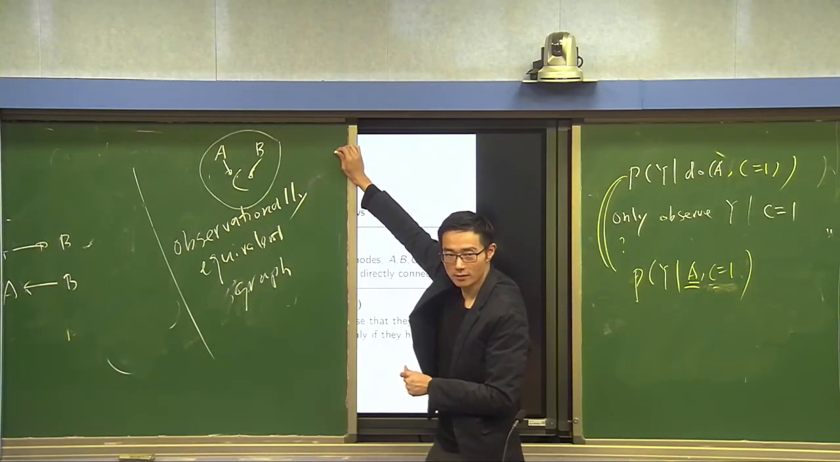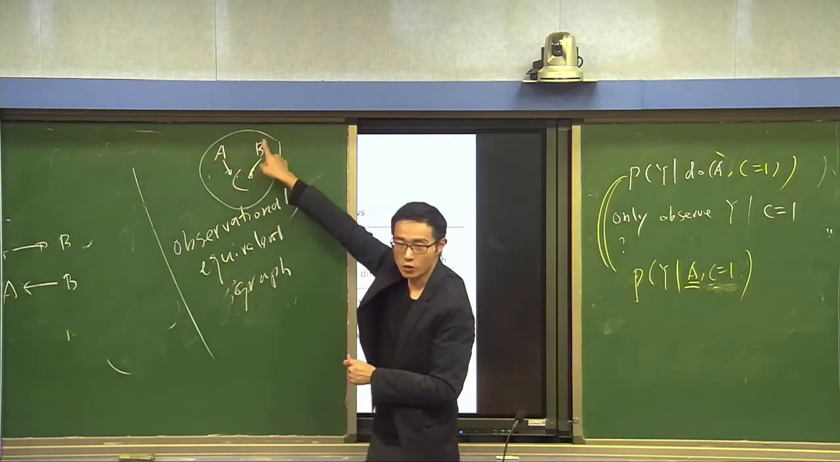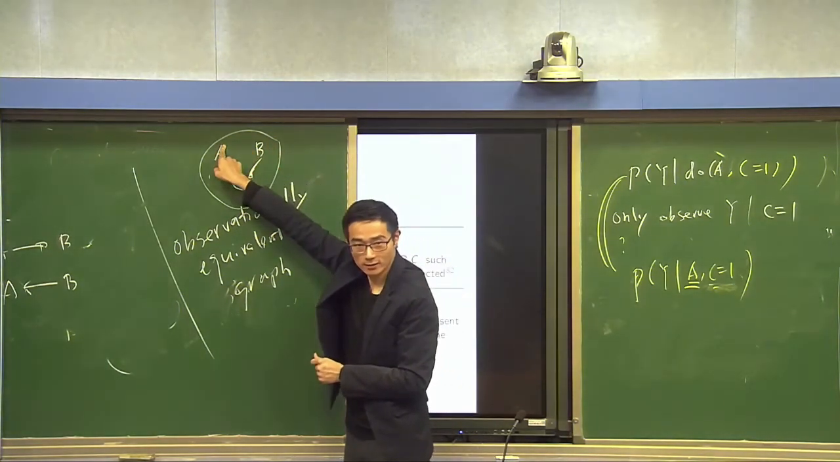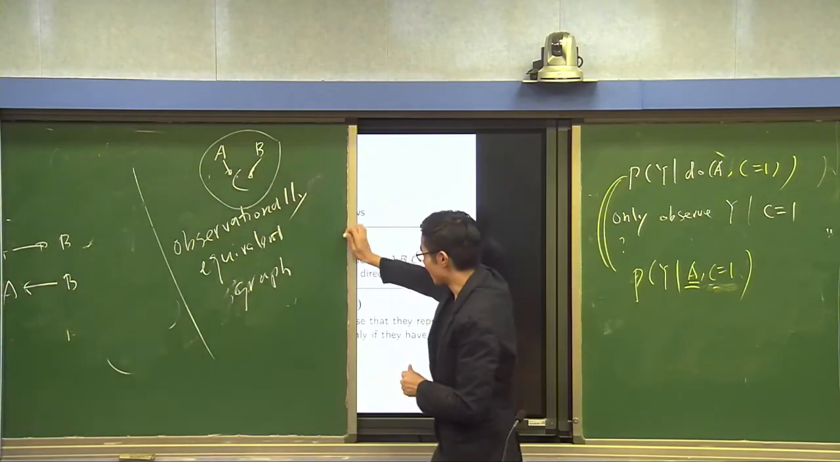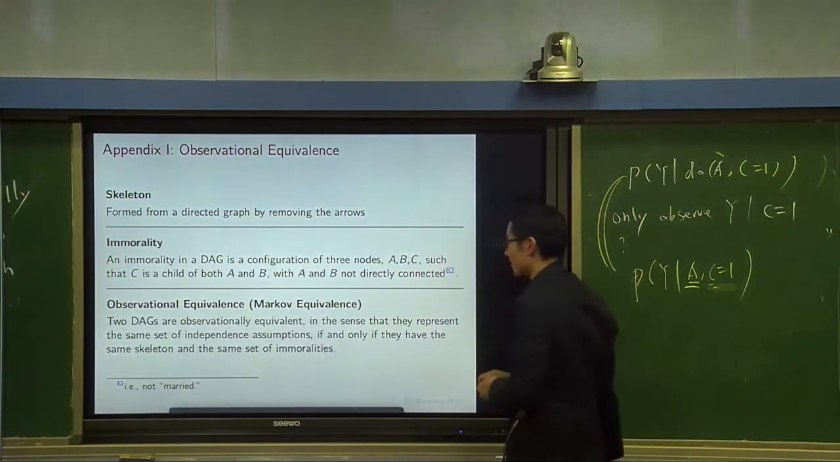Do people know why it's immorality? Because C is the child of A, and C is the child of B, and they're not married. So it's immoral, okay? That's called immorality. That's true. That's why it's called immorality, okay?